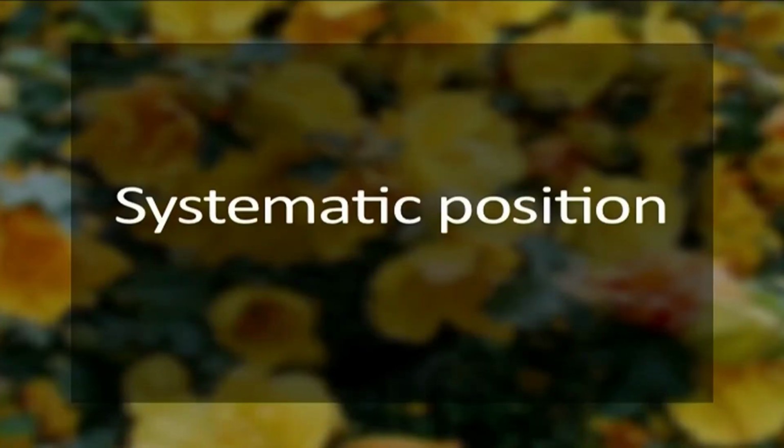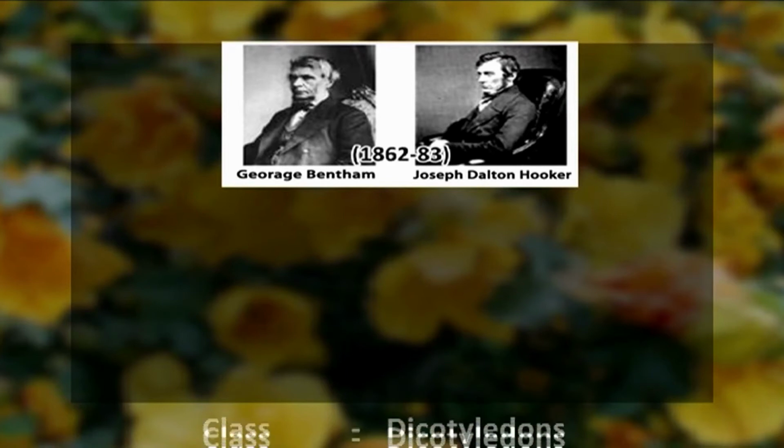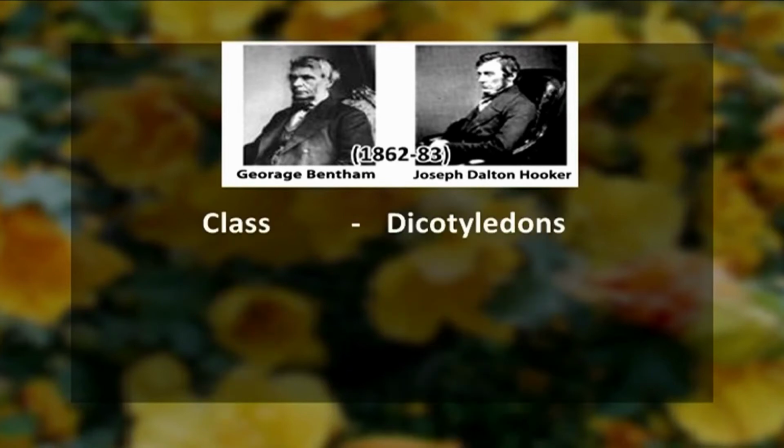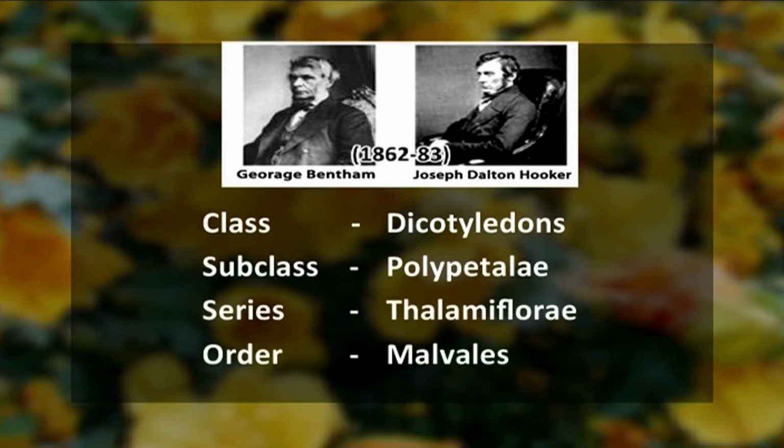Now, talking about the systematic position of Malvaceae. Different systematicists have classified Malvaceae under different classification schemes. In this lecture, we will discuss only the prominent classification systems, starting with Bentham and Hooker's system of classification. Bentham and Hooker classified Malvaceae under the class Dicotyledons, subclass Polypetalae, series Thalamiflorae, and the order Malvales.